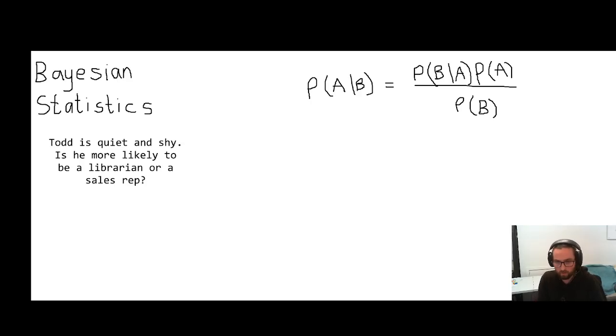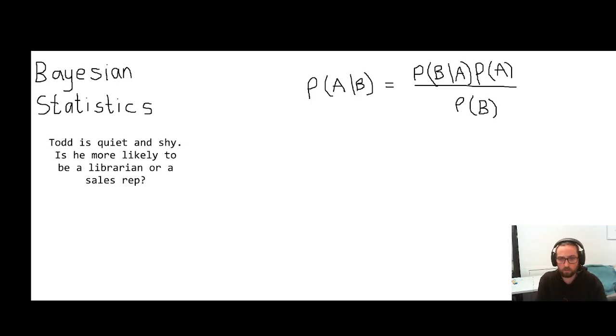So we know that Todd is shy. A very normal thing to think here would be, well, shy people are more likely to be librarians, right? Because librarians are typically shy. Sales reps aren't very shy, right? So you might just answer librarian and think you've solved the case.